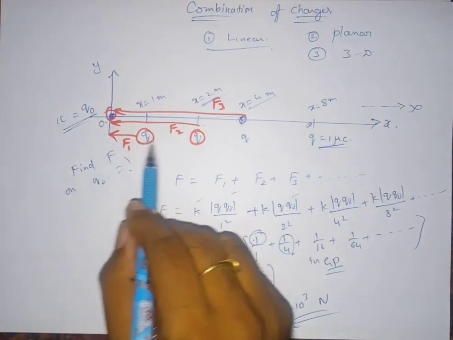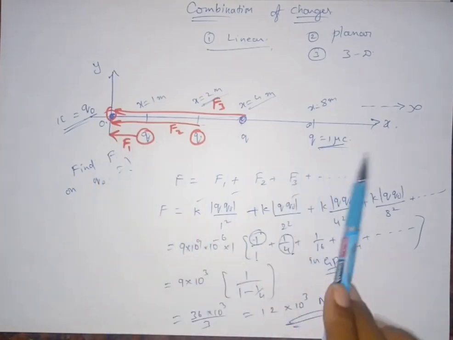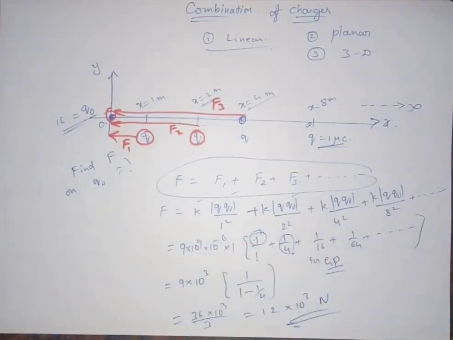And who repels it? Every other charge is going to repel it. Since they are all like charges, they are all going to repel it, and all in one direction. Since they are all in the same direction, it is just a normal addition, a scalar addition. Okay, and we add them.